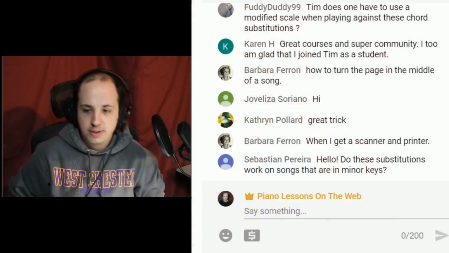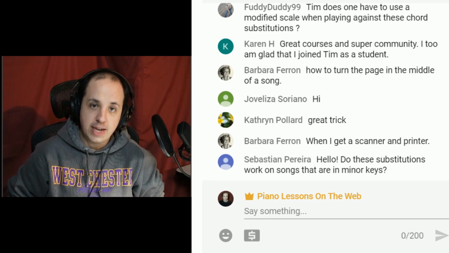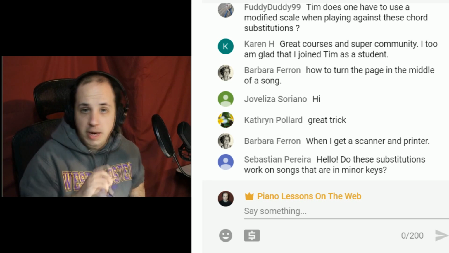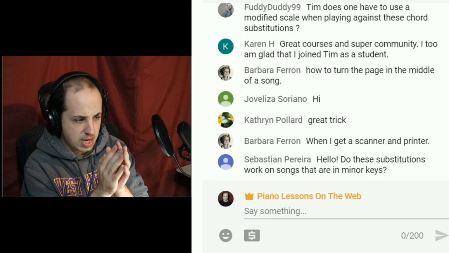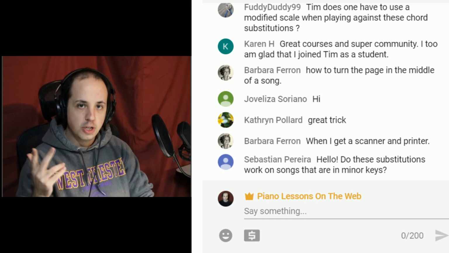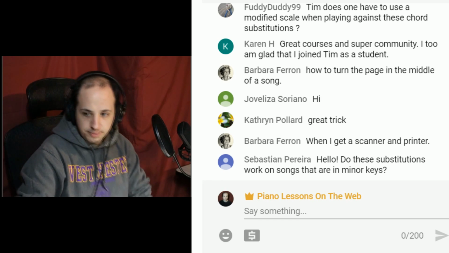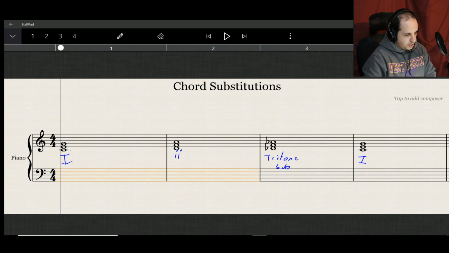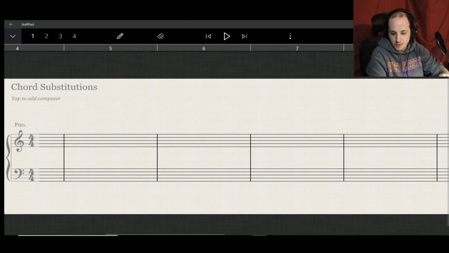Oh, great question by Sebastian. Sebastian asks, hello, do these substitutions work on songs that are in minor keys? The answer is yes. So basically what a minor key would do for you is it would change all of our progressions today, and it would flip them. So instead of, remember when we had the 1-4-5-1 progression, which we don't have written out here, but we had the 1-4-5 progression.